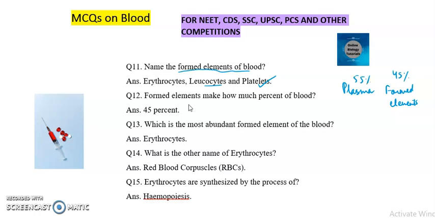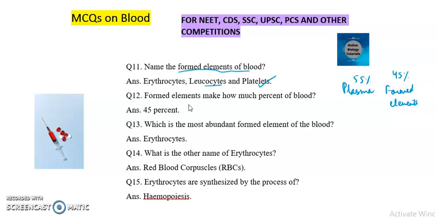Which is the most abundant formed element of the blood? Answer is erythrocytes. Question number 14 is asking what is the other name of erythrocytes? Answer is RBC or red blood corpuscles. Question number 15. Erythrocytes are synthesized by the process known as hemopoiesis.